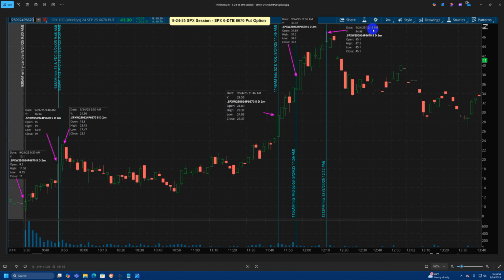And then 16 minutes later at the 12:12 p.m. candle, which is this candle here, which has a very small body and this long wick, the close is $45.10.